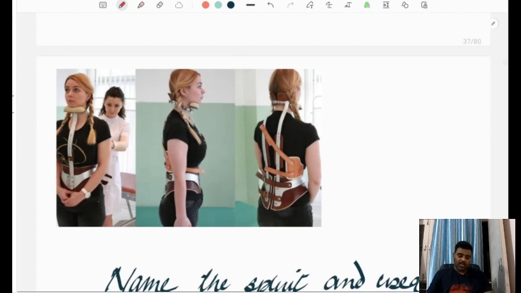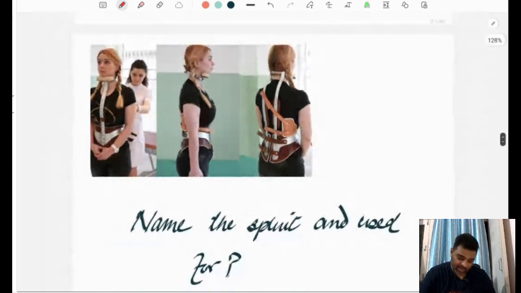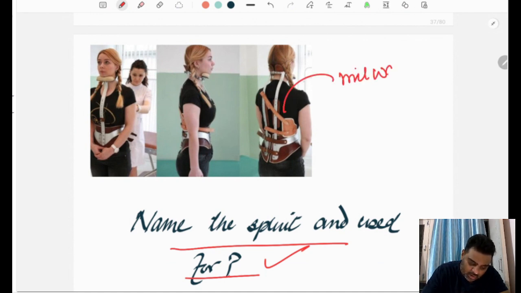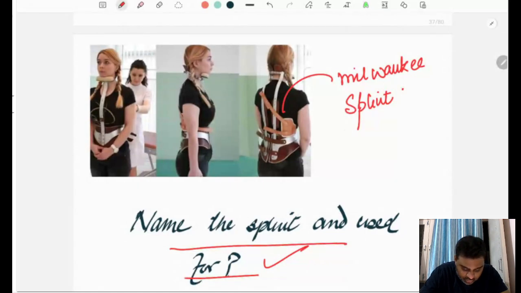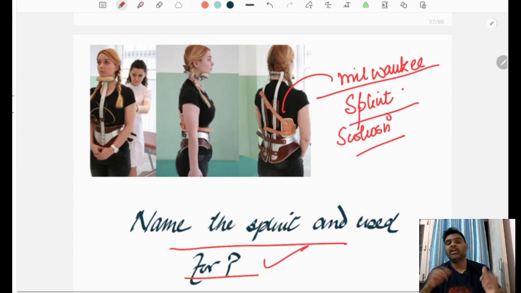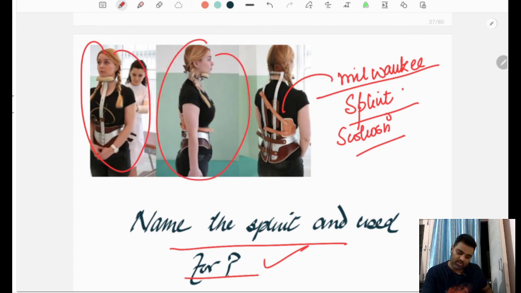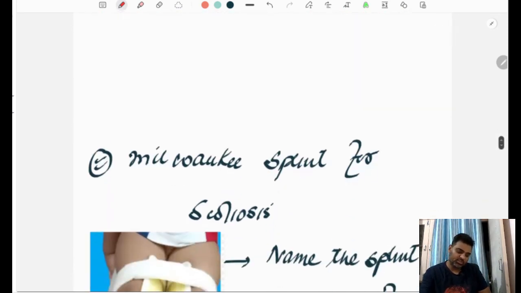Now, can anybody name the splint and the purpose it is used for? Yes, this is the Milwaukee splint, and it is used for scoliosis. Very important. There is another splint, Risser's, which we'll study after some time when we see scoliosis. That is known as Risser's splint, used for scoliosis. So this is the Milwaukee splint, which is used for scoliosis.